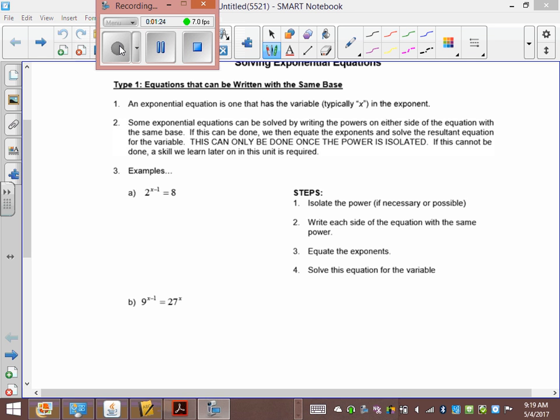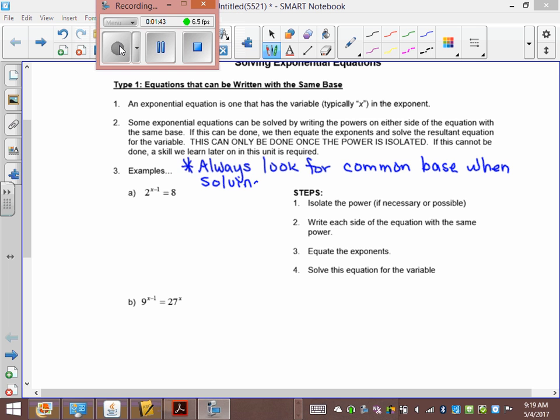So always look for common base when solving for a variable exponent.